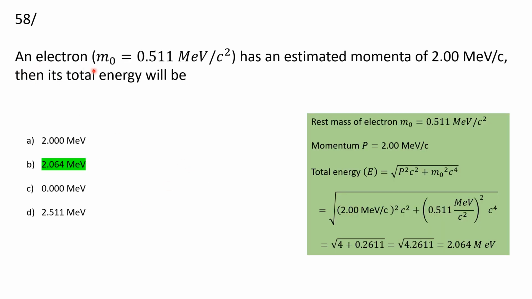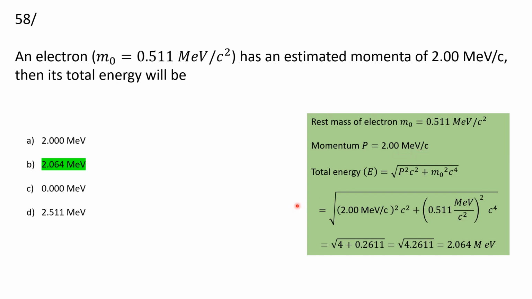Then an electron, whose rest mass is given as 0.511 mega electron volt per c square, where c is the velocity of light, has an estimated momentum of 2.00 mega electron volt per c. Then its total energy will be. So the rest mass is given as m naught equal to 0.511 MeV per c square, and the momentum p is given as 2.00 MeV per c.